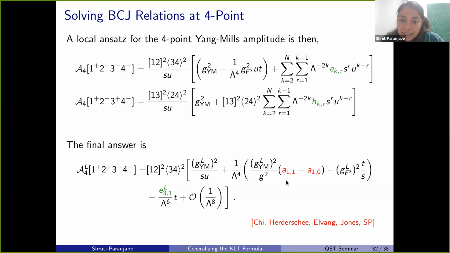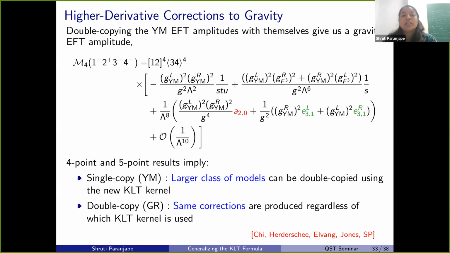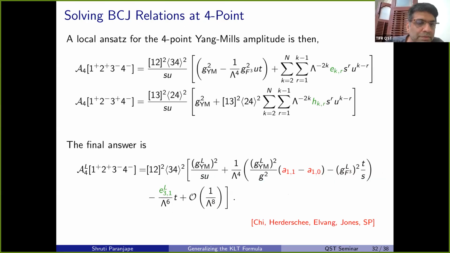Another thing to note is that genuinely you are now allowed to double copy more things because you looked at a more general kernel. The A coefficients, to remind you, are the corrections to the kernel. So had this been 0, you would not have had a term that looked like this. So that was the most general ansatz for the Yang-Mills amplitude? Yeah, at 4 point, yes.